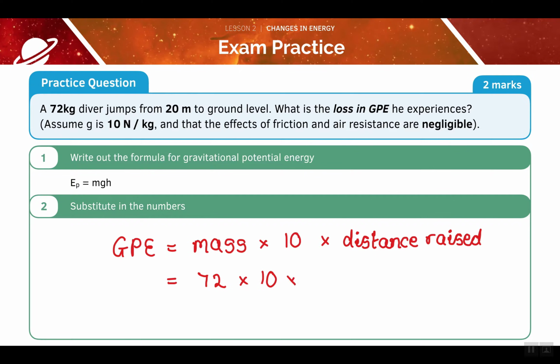Our distance raised in this scenario is actually the distance fallen by the diver, which in this case would be minus 20, since he is going downwards instead of up. This works out to a value of minus 14400 joules.